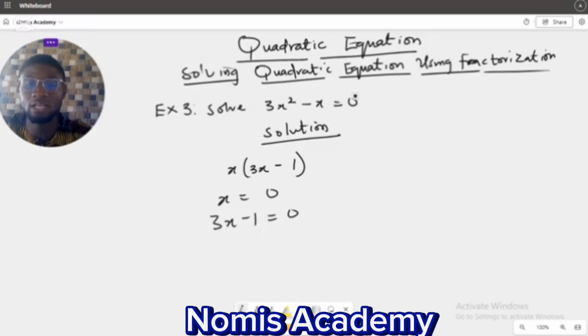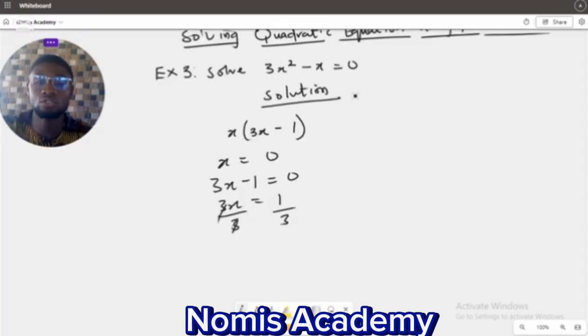So I've gotten a straight answer that x is equal to 0. So one of the roots of this quadratic equation is x is equal to 0. So let us find the second one. The second one says 3x is equal to plus 1. So if I divide both sides by 3, x is equals to 1 all over 3. So the solutions of this quadratic equation are that x is either 0 or 1 all over 3. So these are the roots of this quadratic equation.